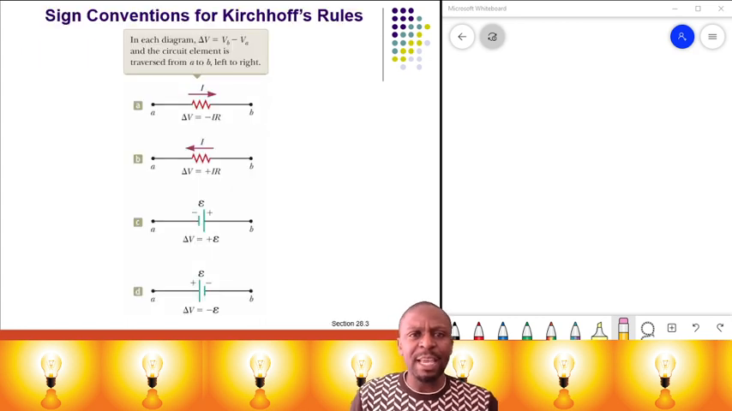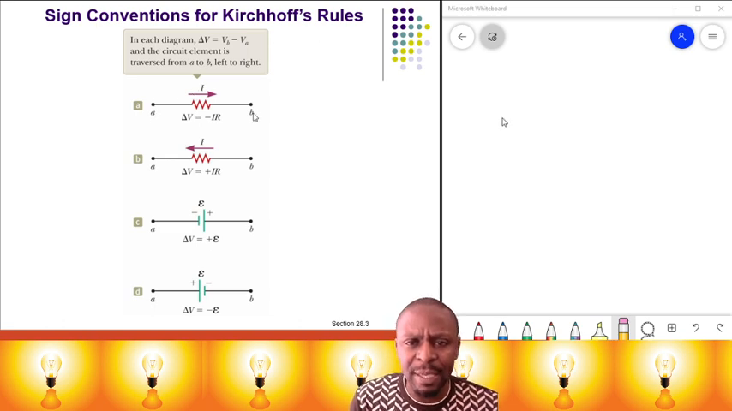Right, now this is the sign convention that I want you to be able to remember. For example, if you move from point A to B, and the current is also moving in this direction, then the change in V is given as minus IR. But when you are moving from point A to B in the opposite direction to the current, when the current is moving from B to A, the change in V is positive IR.